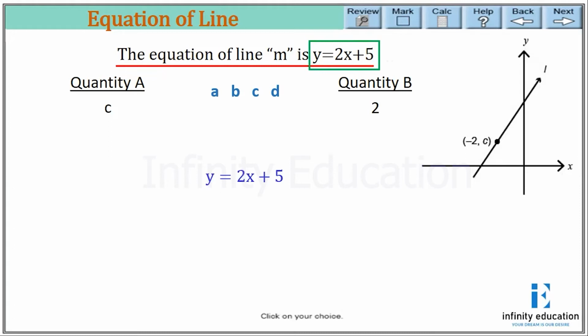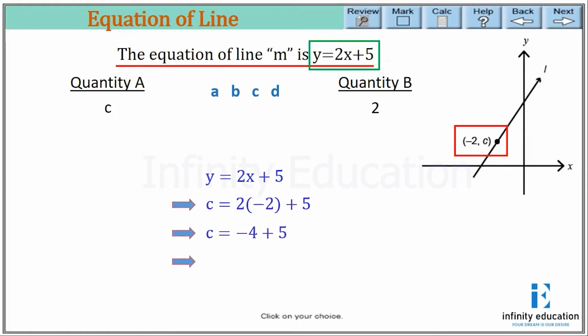It is given that -2 comma c is a point on the line. That means if I put x equals -2, the value for y should be c. So we can rewrite the equation y equals 2x plus 5 as c equals 2 into -2 plus 5. So c equals -4 plus 5, that is c equals 1. That means when the value for x is -2, the value for y is 1. Quantity A is asking for c, that is 1. Quantity B is already given as 2. So B is the answer to the question, as quantity B is greater.